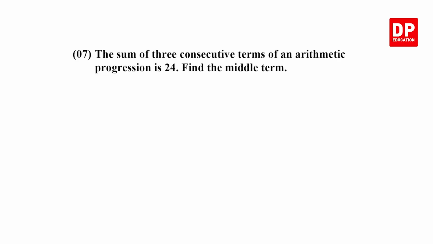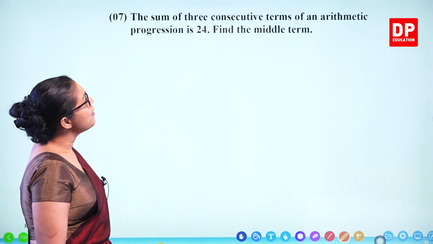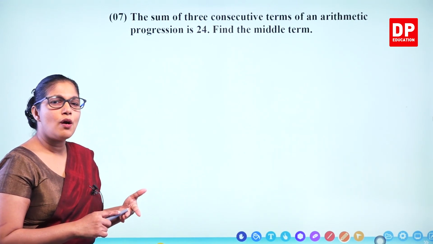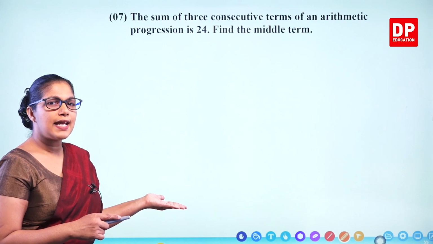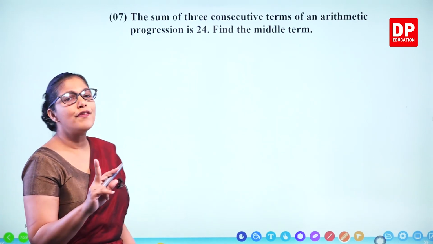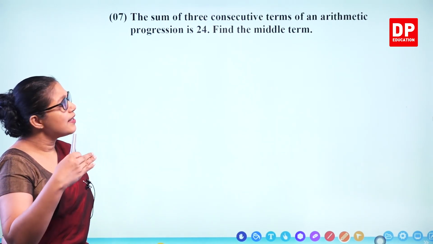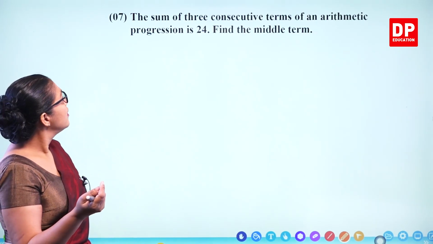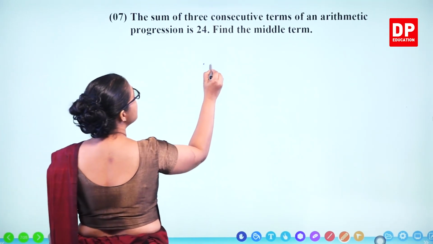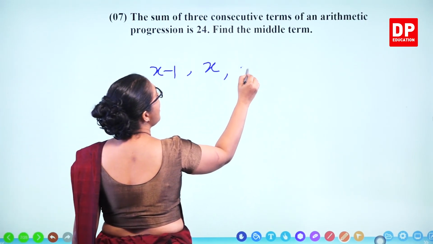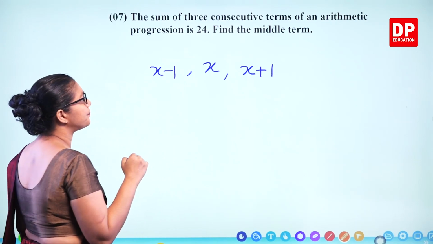Question number 7. The sum of 3 consecutive terms of an arithmetic progression is 24. Find the middle term. So for consecutive numbers, if x is one number, what's the previous number you can take? x minus 1, because consecutive means the difference between the two numbers is 1. Then the next number is x plus 1. So we can use that method. The middle term is x, the previous term is x minus 1 and the next term is x plus 1.